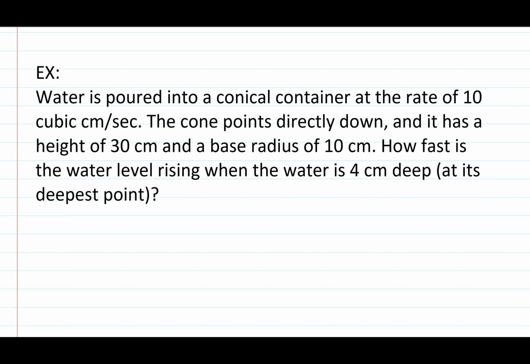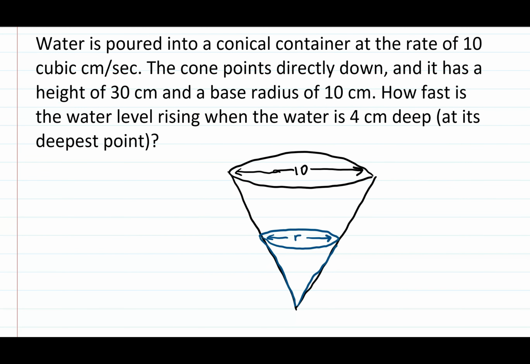All right, let's take a look at how a diagram should appear. Our cone is pointing directly downward, and it has a height of 30 centimeters. It also has a base radius of 10 centimeters. Again, we want to figure out how fast the water level is rising when the water is 4 centimeters deep at its deepest point. And we also know that the water is poured into the container at a rate of 10 cubic centimeters per second.